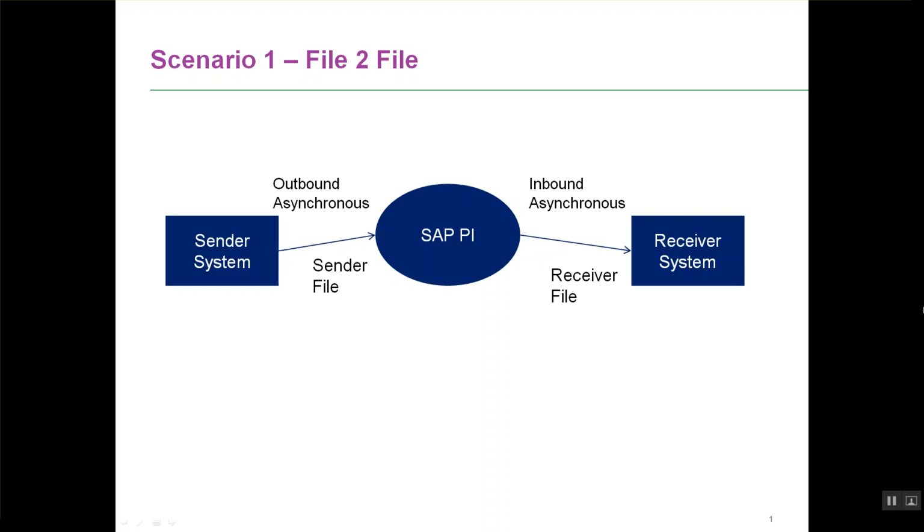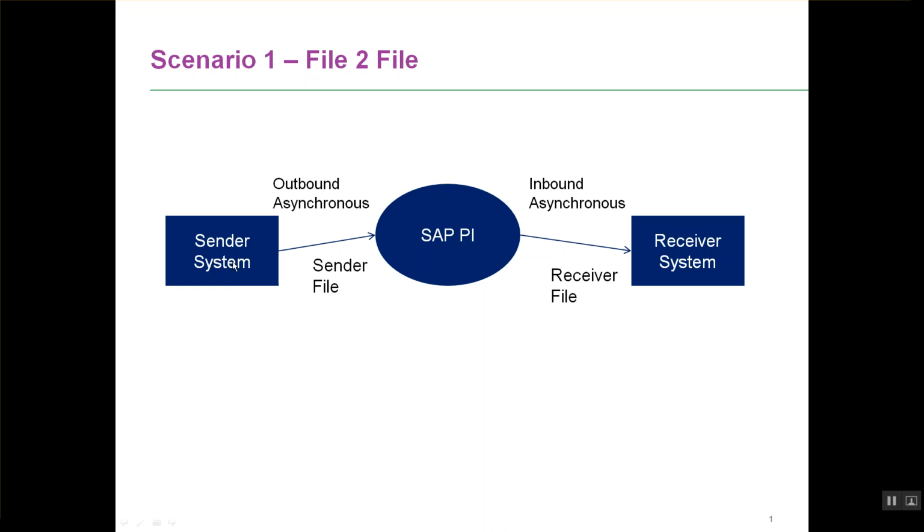Back. We will now proceed to look at the first scenario that we are going to be building, and that's what we call a typical file-to-file scenario. As the name implies, we're going to get a file from a sending system. There's going to be a sending system that is going to send a file to PI, and PI is going to receive this file and perform a mapping, where it's going to change the structure of the file. And once it has done that, it is going to push the file to a receiver system using a receiver file adapter.